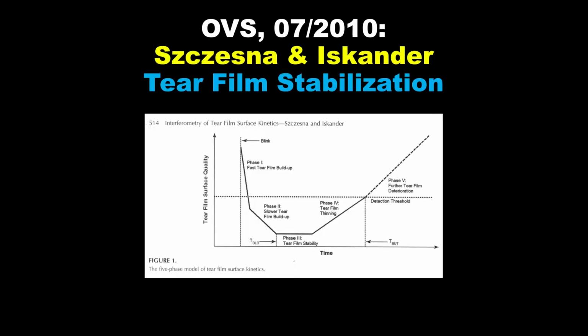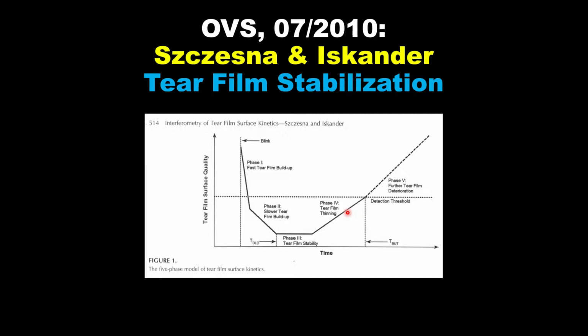Now, this study by Szczesna and Iskander showed us that when we have our blink, the tear film moves toward stabilization. Then there's this sweet spot where the tear film will be stable. Then the tear film begins to break up. So related to corneal topography, we don't want to capture immediately after the blink. We want to wait a split second until we see the tear film smooth over. Then we want to try to capture our image within that period of time when it's stable before it destabilizes.